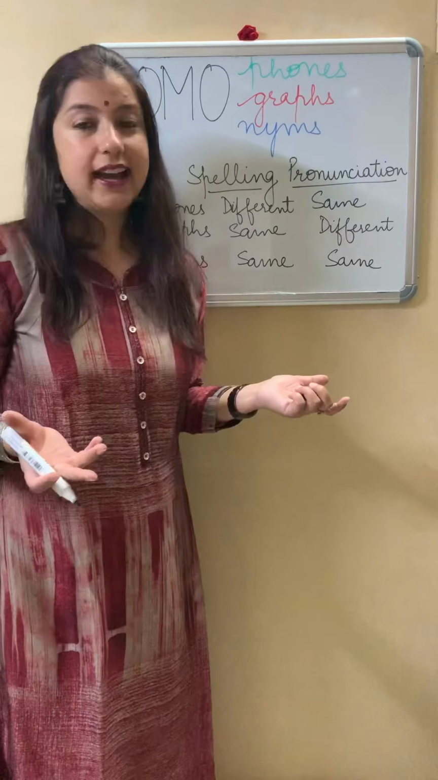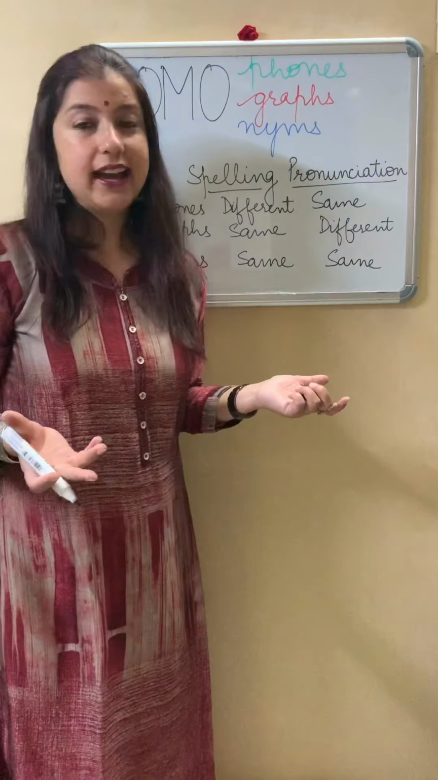Then is homographs. So homographs, the word graph shows the picture, so they are spelled similarly. Now the spelling of homographs is the same, but they are pronounced in a different manner. Homographs are the words which have the same spelling, which are spelled in a similar manner but pronounced differently.